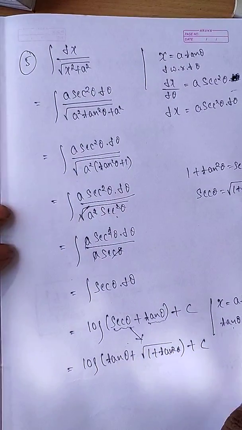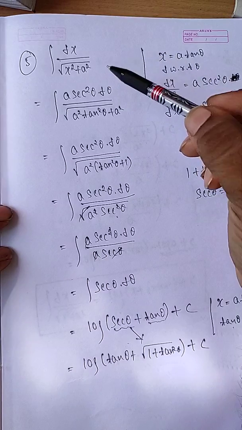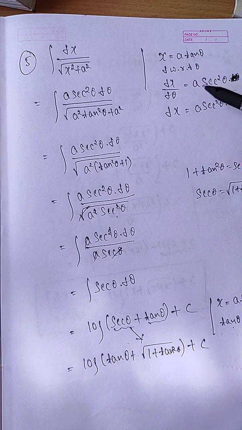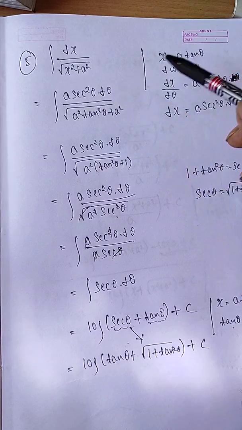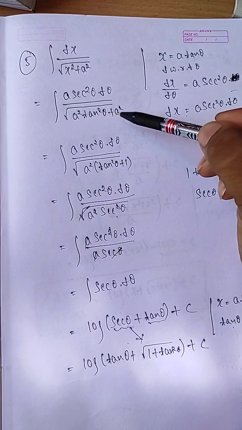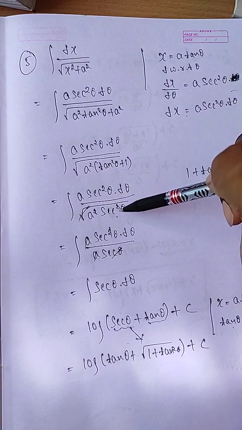Integration of dx by root of x square plus a square. I am substituting x equal to a tan theta. Differentiate with respect to theta: dx by d theta is equal to a, a being a constant, times the derivative of tan theta, which is secant square theta. So dx is equal to a secant square theta d theta, divided by root of x square plus a square. With x equal to a tan theta, x square is a square tan square theta plus a square. I am taking a square as common, giving tan square theta plus 1. Tan square theta plus 1 is secant square theta.